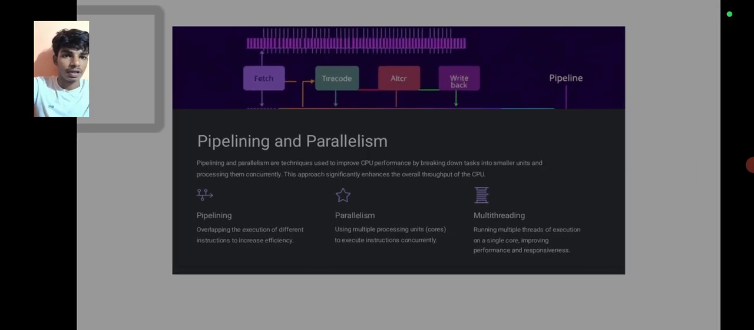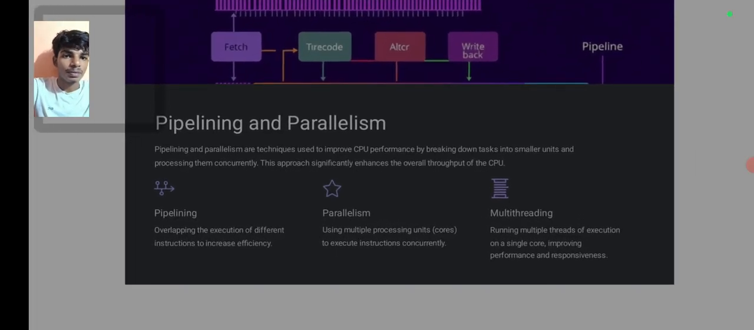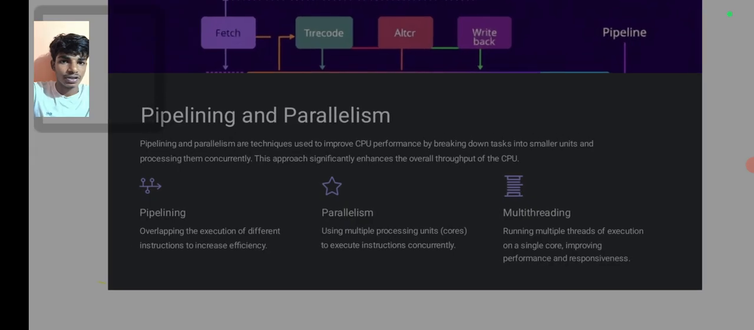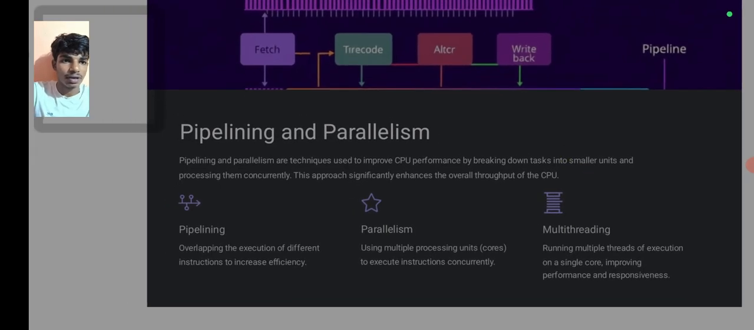Next we have pipelining and parallelism. In that we have pipelining, parallelism and multi-threading. First we need to study about pipelining and parallelism. Pipelining and parallelism are techniques used to improve CPU performance by breaking down tasks into smaller units and processing them concurrently. This approach significantly enhances the throughput of the CPU.